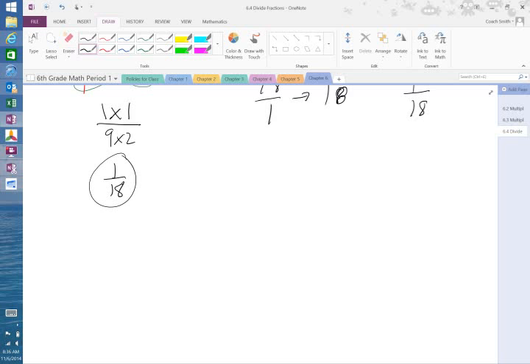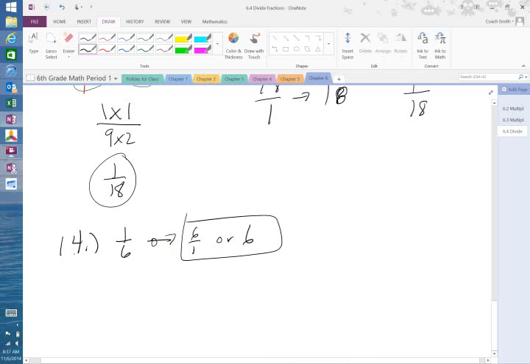All right. So, let's turn the page. Look at page 134. Top of page 134, number 14 is real easy. They tell you to find the reciprocal of each number. So what would be the reciprocal of 1/6? 6 over 1. Okay, or you could put 6. Either one of those is acceptable. So obviously that's not real hard.